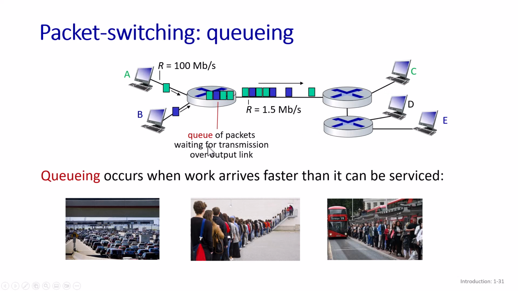Now, queuing occurs when work arrives faster than it can be served, right? So here we have a faster link, and here we have a slower link. In order for this packet to be sent, it has to be sent completely, but since this link is slower than this one, these packets will be queued in this router. Here is an example with people waiting for the bus. The bus capacity is less than the number of people waiting, so there's a queue.